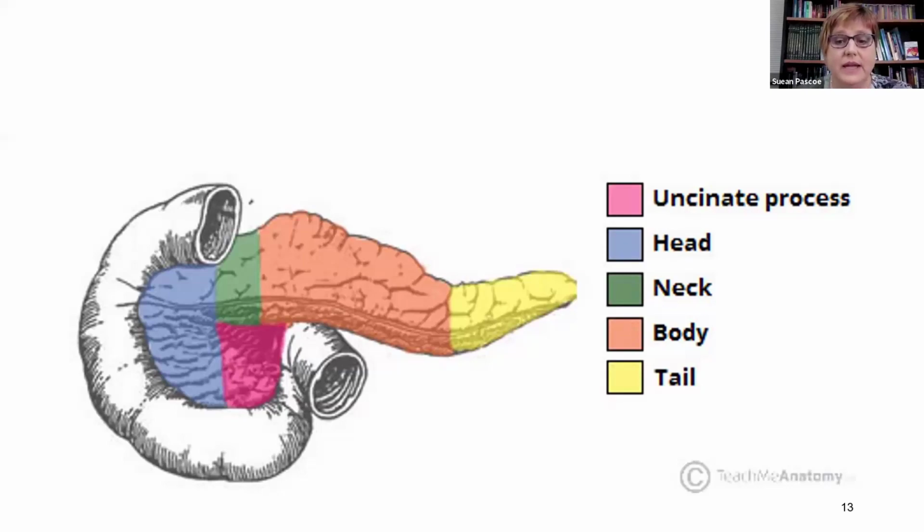The neck is between the head and the body of the pancreas, just in this portion here. The body is centrally located and crosses the midline of the body to lie behind the stomach, and the tail is the left end of the pancreas, which lies within close proximity to the hilum of the spleen.